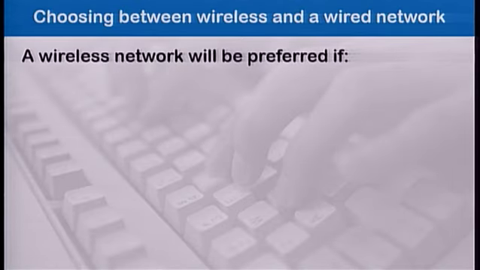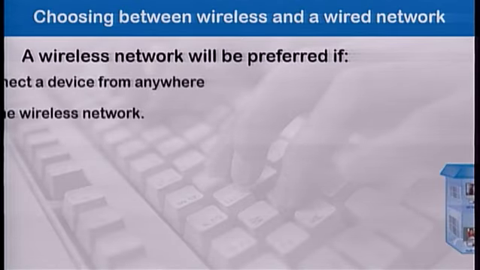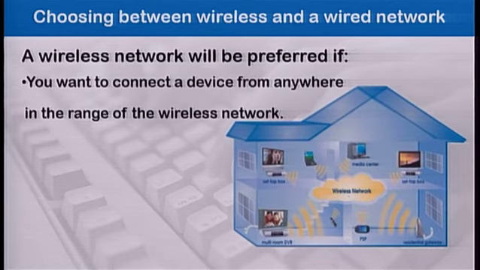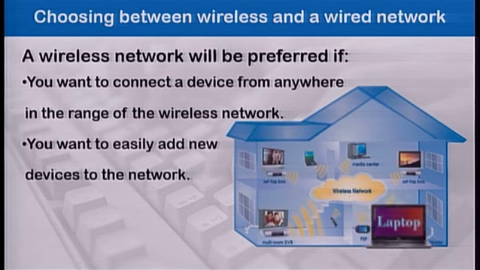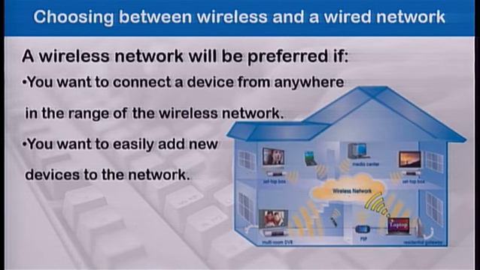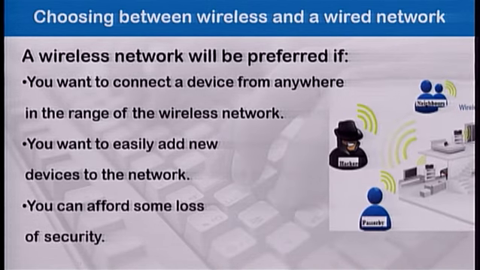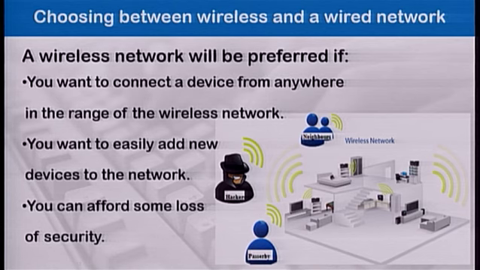A wireless network will be preferred if you want to connect a device from anywhere in the range of the wireless network. Also, you want to easily add new devices to the network. For example, adding a laptop to the existing wireless network in this example. And you can afford some loss of security because radio waves from wireless networks can be intercepted by anyone.